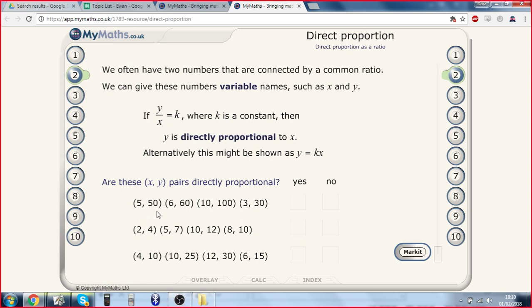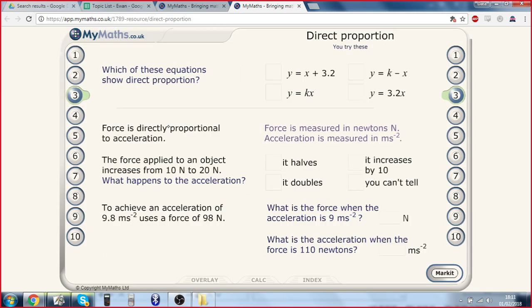Okay, so these first points, are they directly proportional or not? I'm not sure. I don't know. Basically, is it first times something gives you the second, and that something is the same for all of them? Yeah. Is it also true for the second one? No. Yeah, exactly. So the first one, they're all directly proportional. Second one, they're not. Okay. That's it.